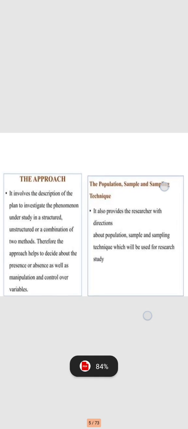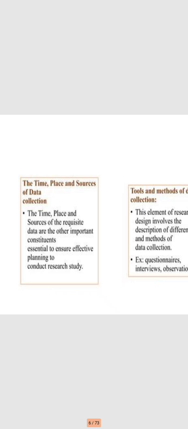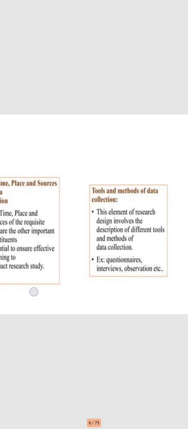Next is the population, sample, and sampling techniques. It also provides the researchers with directions about the population, sample, and sampling techniques which will be used for the research study. So next is the time, place, and source of data collection. The time, place and source of data collection are other important and essential considerations to ensure effective planning to conduct the research study.